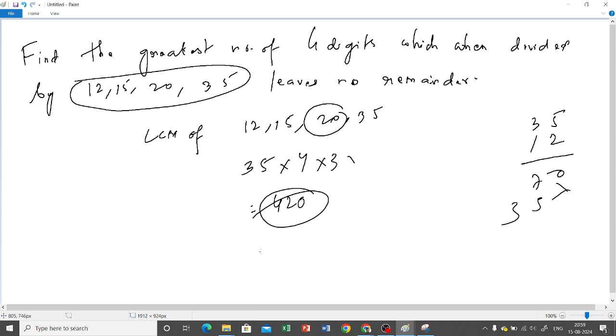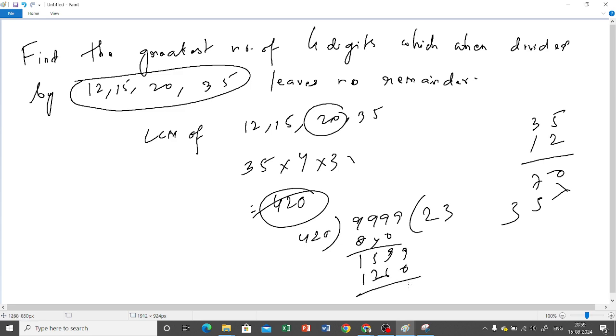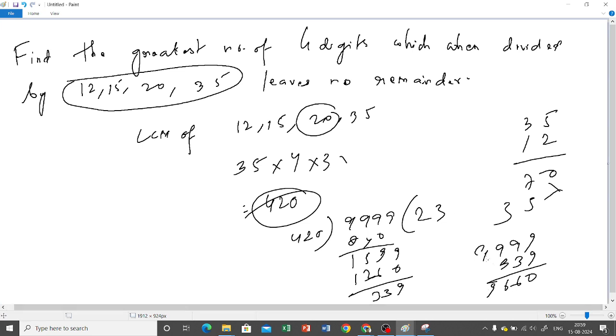Now what is the largest 4-digit number? 9999. If we divide it by 420, the remainder is 339. So this is the remainder. Now 9660. So Supratim, did you get the answer?